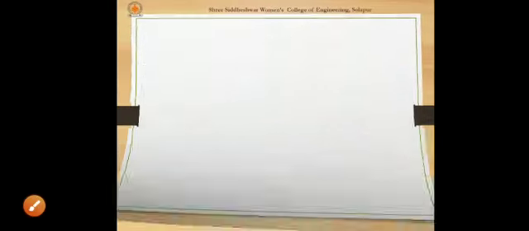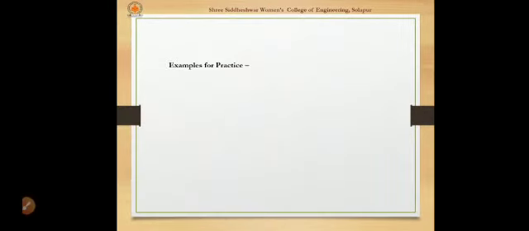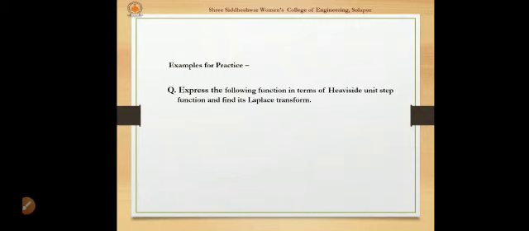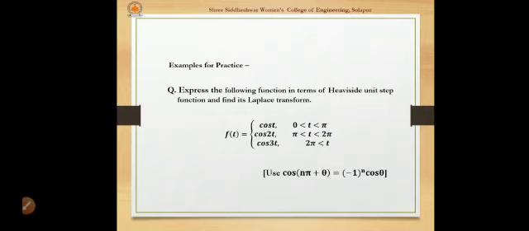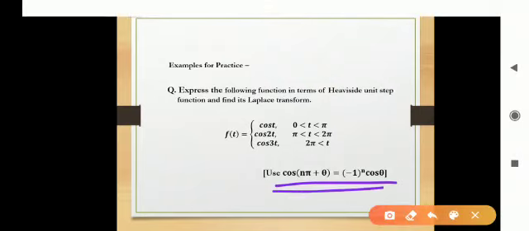One example for practice. Similar example, only change of cos. In the example which we have solved just, the function is having sine terms. Here it is cos terms. Here you have to use this trigonometric result. Cos of n pi plus theta is equal to minus 1 bracket raised to n into cos theta. Again same cos of a plus b expansion you have to use. Cos a cos b minus sin a sin b. Cos a cos b means cos n pi cos theta.